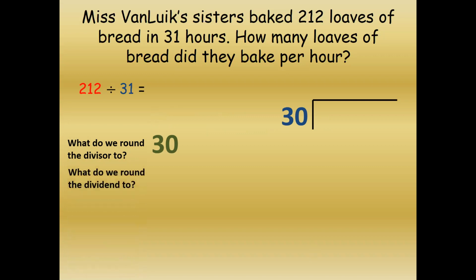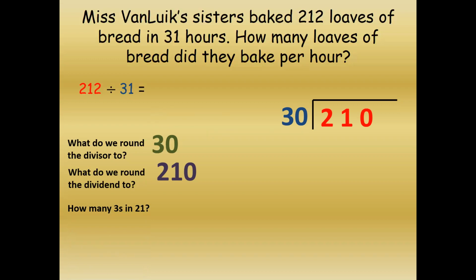So then we have to go on to what do we round the dividend to? So what would we round 212 to? So we're going to round it to the nearest 10. So it'd be 210. So that means 210 goes in the dividend spot in our estimated long division. So then we have to ask how many 3's can go into 21? Yes, you heard that right.